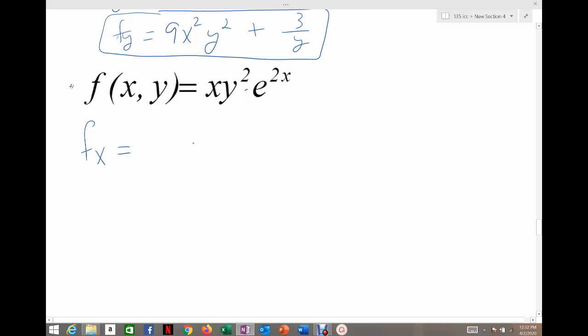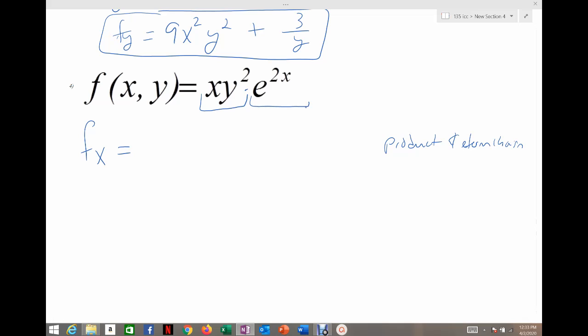And so when I take the derivative with respect to x, it's going to be a product, and then the e term requires my chain rule. Now the y squared, I can pair the y squared with whatever I want, but I'm going to pair it with the x since the e is already complicated enough. So y squared is going to be paired with the x part, and then e to the 2x is going to be the separate function.